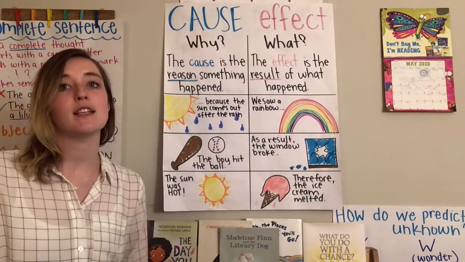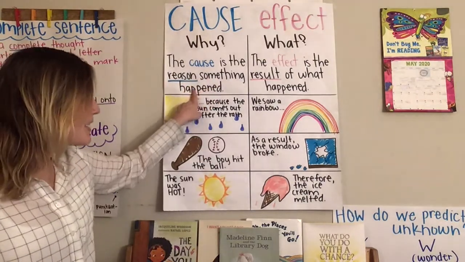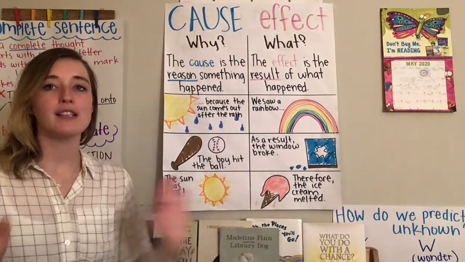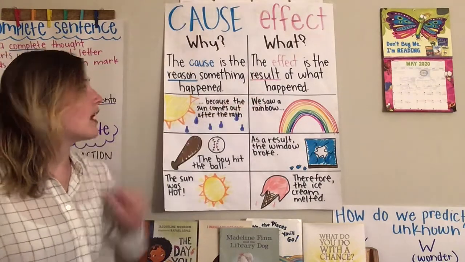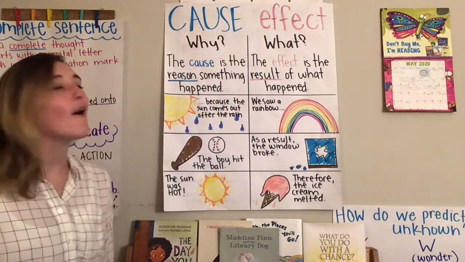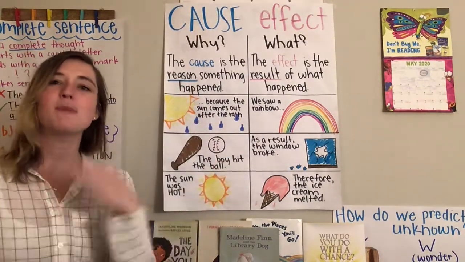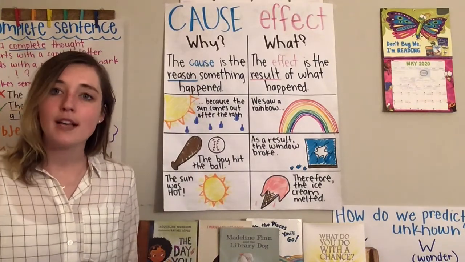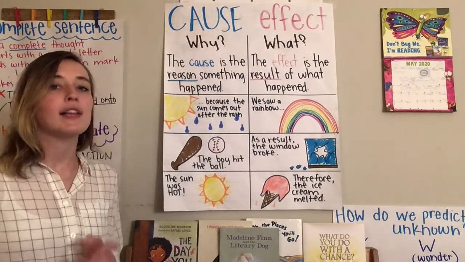So I have a couple of examples to talk about cause and effect. The first one is the cause is the reason something happened, and the effect is the result of what happened. So why and what is that cause and effect? For example, we saw a rainbow is the effect because the sun comes out after the rain. So sometimes it starts with cause and then goes to the effect, but sometimes we hear about it a little bit differently. So there is a rainbow, that's the what, and why is there a rainbow is because it had rained outside.